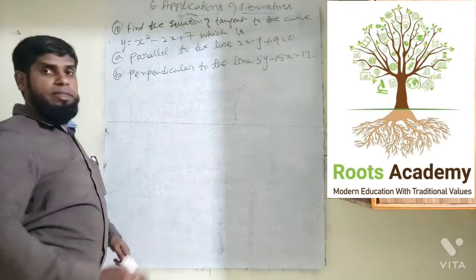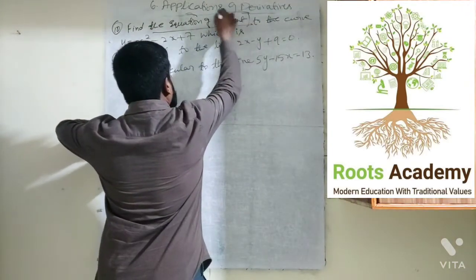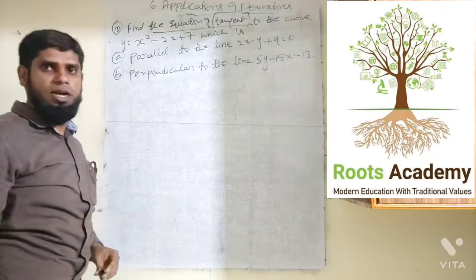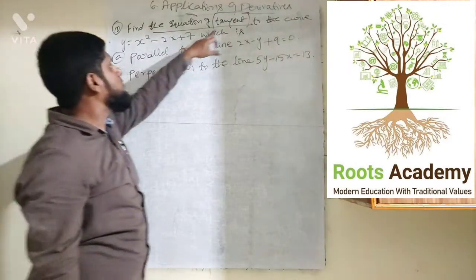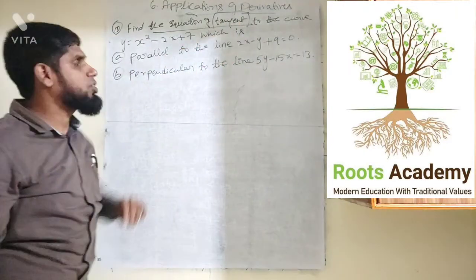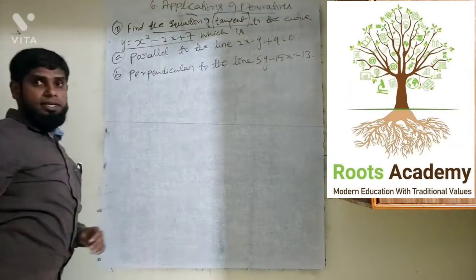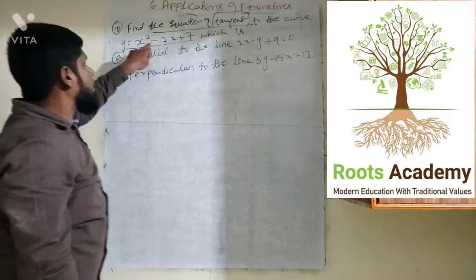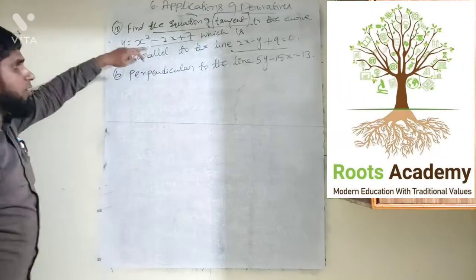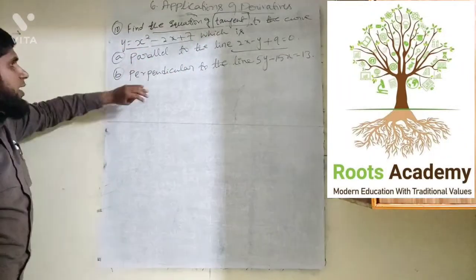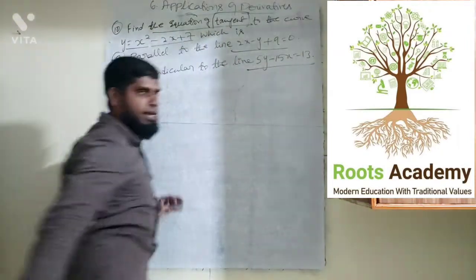In this problem, he is just asking us to find the equation of tangent only. This time he is not asking us to find the equation of normal also. Very simple problem because we are just asking for the tangent. He has given a curve and said that the tangent to the curve is parallel to this particular line in the first condition. In the second condition, he said that the same tangent is perpendicular to this particular line.